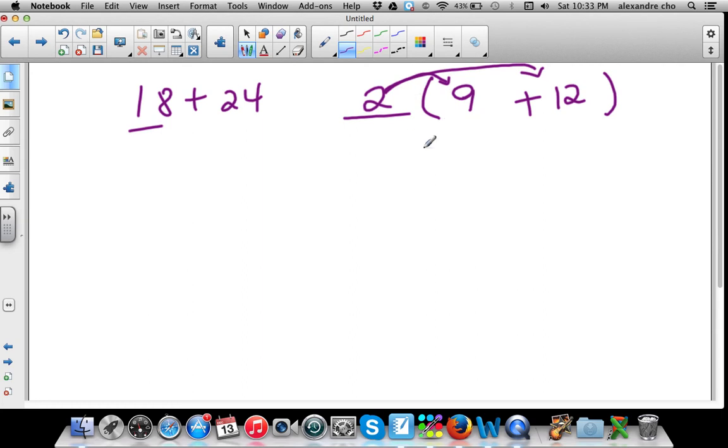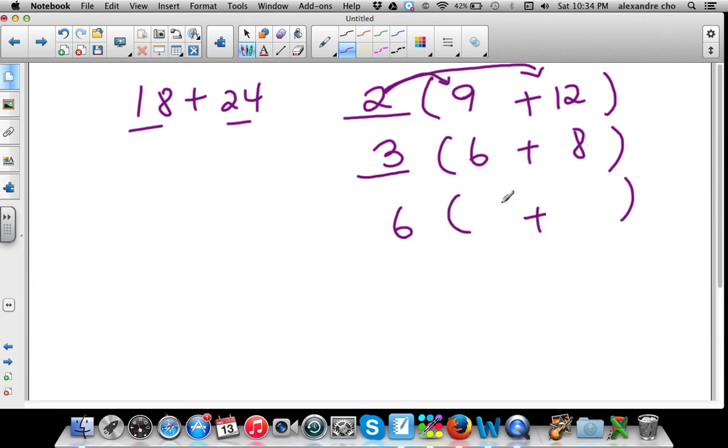So this would be a possibility. Try thinking of others. 18 and 24 share 3 too. So 3 times 6 is 18 plus 3 times 8. So this is a possibility. I think 6 is a possibility too. So 6 times 3 is 18 and 6 times 4 is 24. And we have one more, the obvious 1. 1 times 18 is 18 and 1 times 24 is 24.